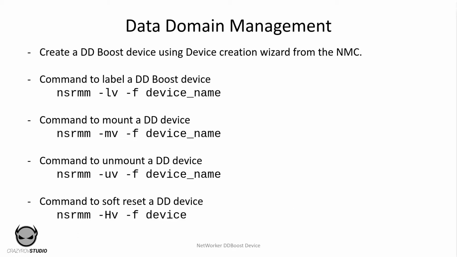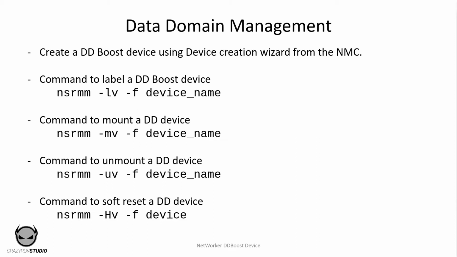To label, mount, and unmount, you can always use the NMC, but if you want to use the command prompt for this, you can use the nsrmm command. If you have already seen the video for managing a standalone tape device, it is similar for the Data Domain as well, where we use the nsrmm command. To label a device, we use the nsrmm -l command. You can mention the name of the pool here as well, but by default a Data Domain device is already assigned to a pool, so by using this it gets automatically labeled to the respective pool.